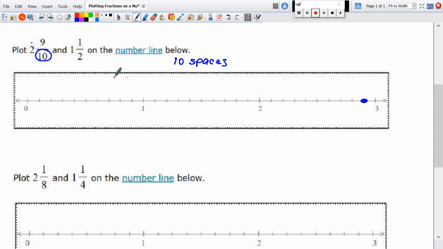The next number does not have a 10 on the bottom, so we need to make it have a 10 in the denominator. You multiply the numbers that are across from each other, and then divide by the number not circled. 1 times 10 is 10. 10 divided by 2 is 5. So this time we're going to start with 1 and go over 5 lines. 1, 2, 3, 4, 5.